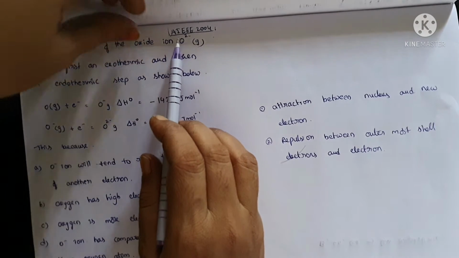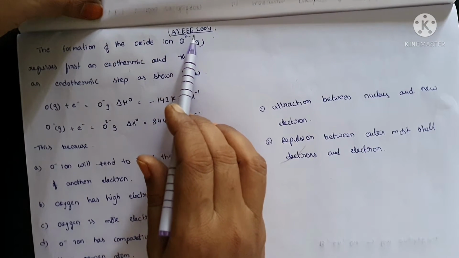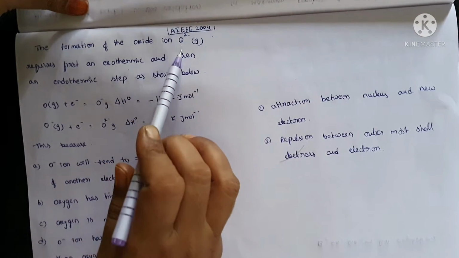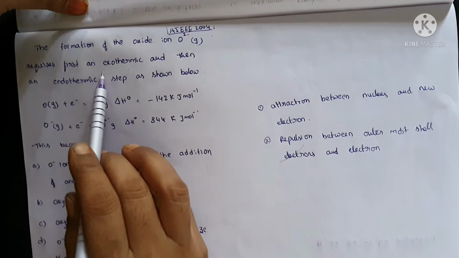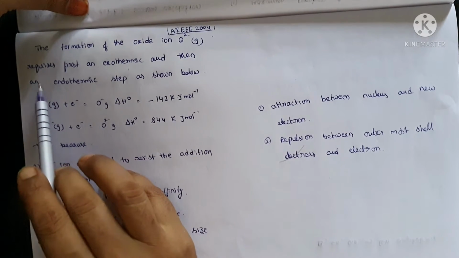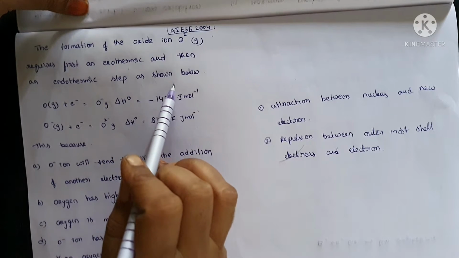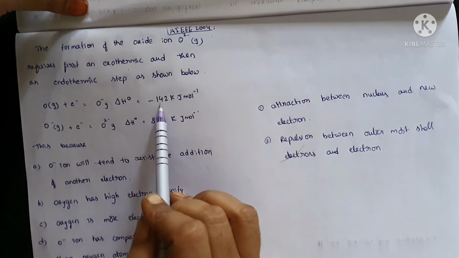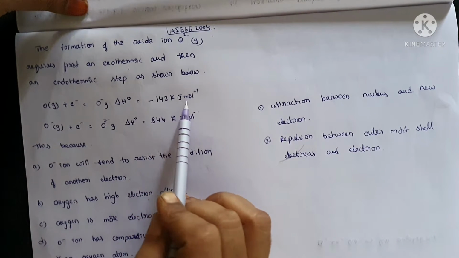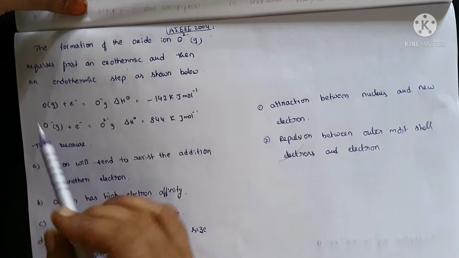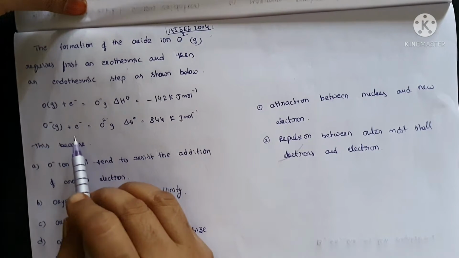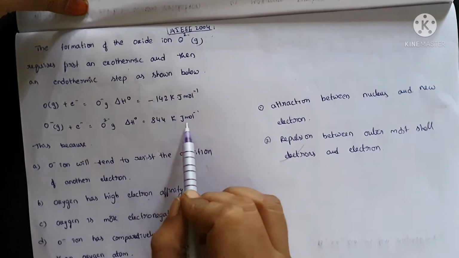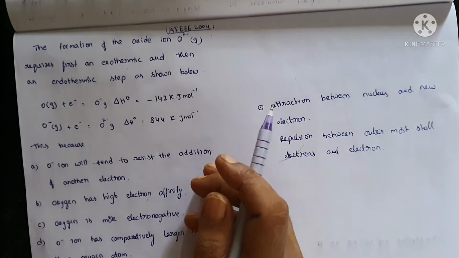Today's question is given in the AIEEE 2004 question. The formation of oxide ion O2 minus requires first an exothermic and then an endothermic step as shown below. Oxygen plus electron gives O minus ion, with 142 kilojoule per mole. Oxide ion O2 minus, with 844 kilojoule per mole.